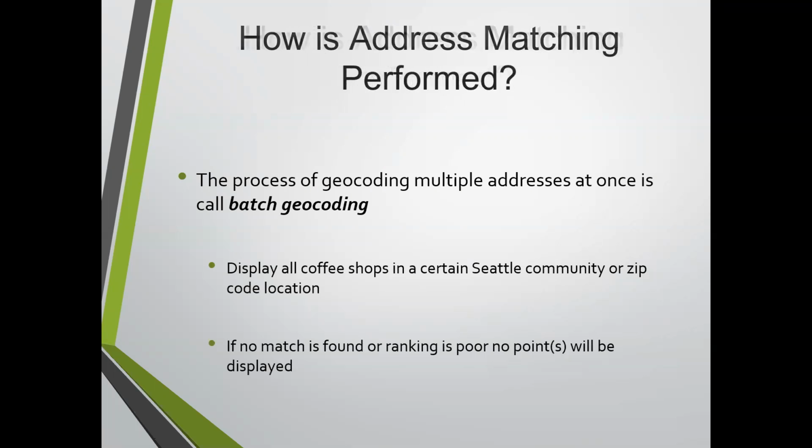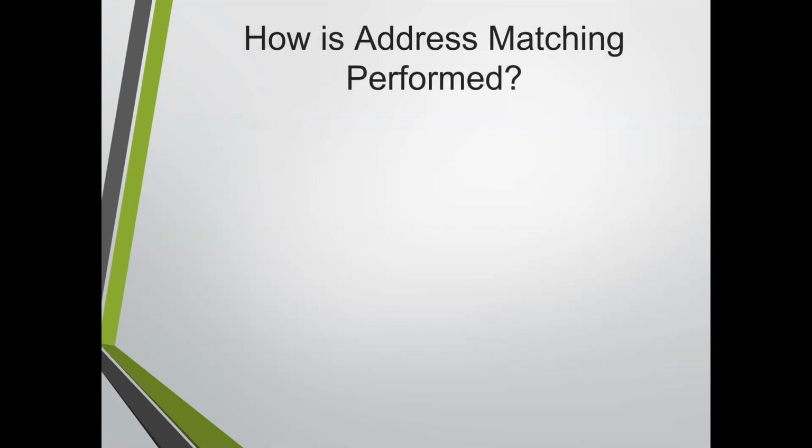So a lot of GIS people, particularly those doing marketing, do a lot of this batch geocoding process, where most of us users are just searching for one thing. You know, we want to get to a coffee shop from where we are. We're doing a single geocode. That's pretty simple and pretty basic.